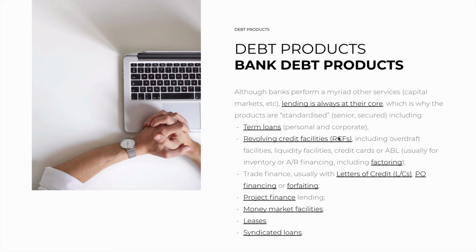These are facilities that allow a borrower to borrow and repay as many times as possible, as long as you don't cross a certain threshold. These can include overdraft facilities, liquidity facilities, which are usually for emergencies, credit cards, or forms of lending known as ABL, or asset-based lending, which we'll cover later.